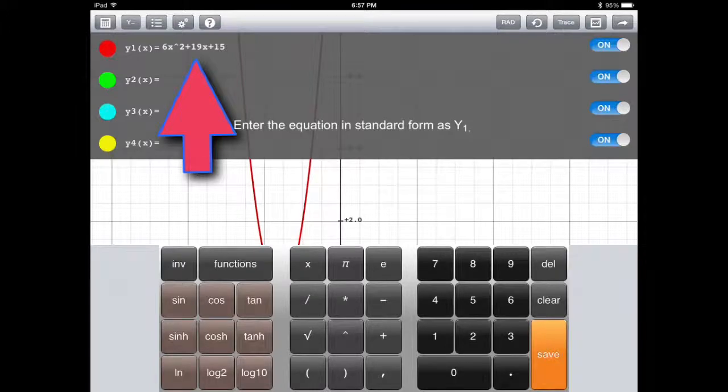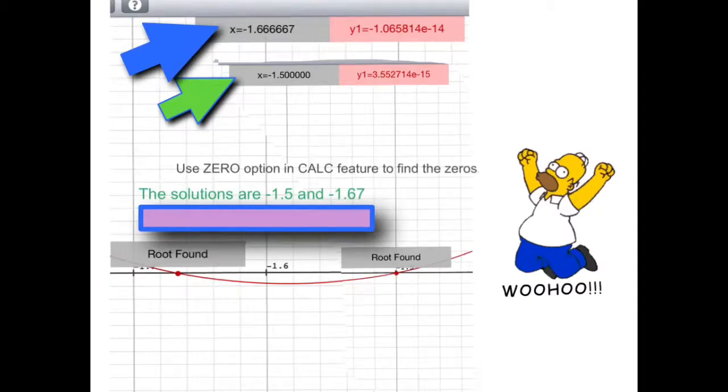Now that you have your equation in standard form, use the table option and plug in the equation 6x squared plus 19x plus 15. Use the zero option in the calc feature to find the zeros. The solutions are negative 1.5 and negative 1.67, rounded to the nearest hundredth. These two solutions are the points where your graph intersects the x-axis.